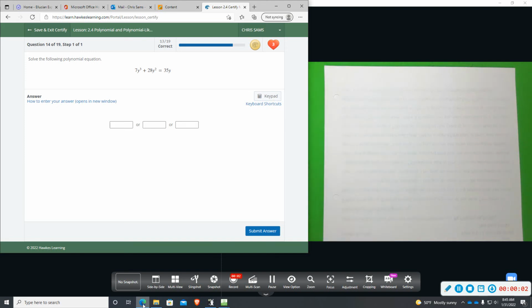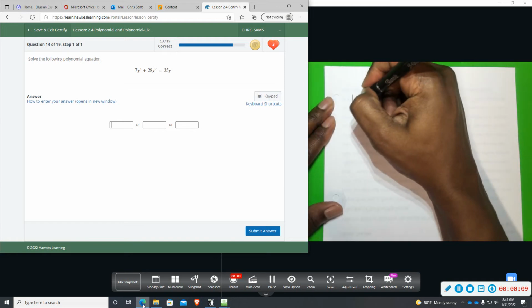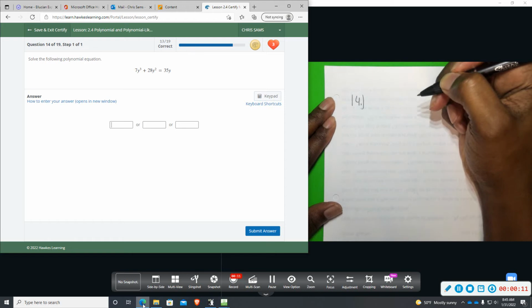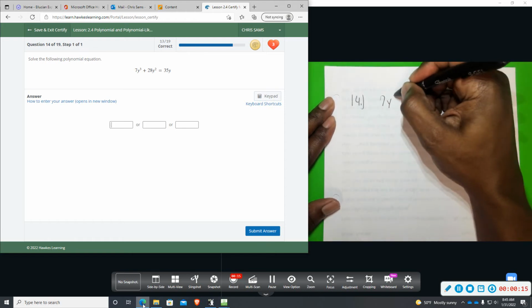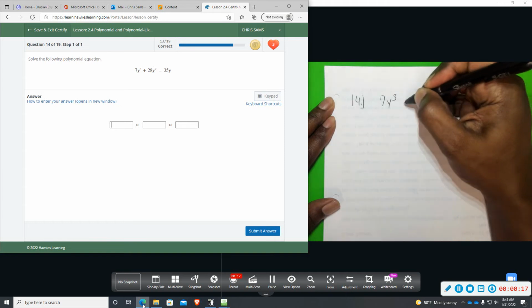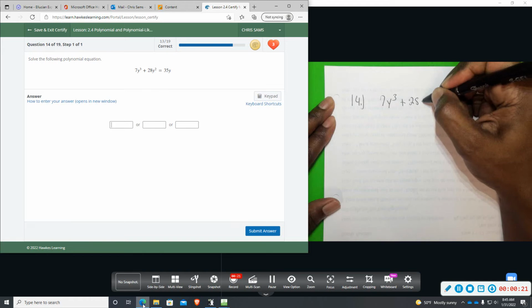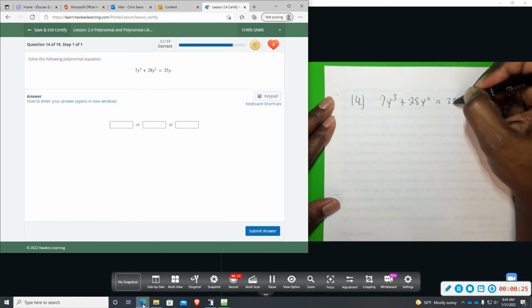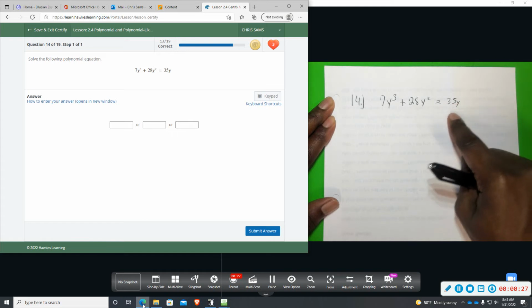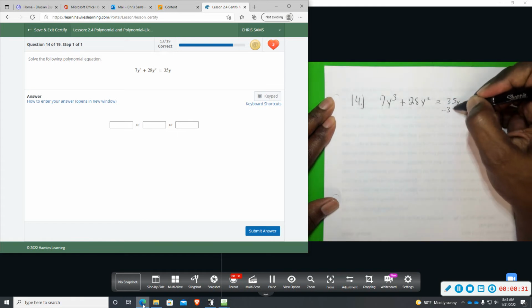Alright, number 14, I want to solve this polynomial. What we first want to do is move everything to one side and set this equal to 0. So we have 7y cubed plus 28y squared, and then that's equal to 35y. Okay, so we're going to subtract 35y from both sides. And I'll go ahead and write it out.